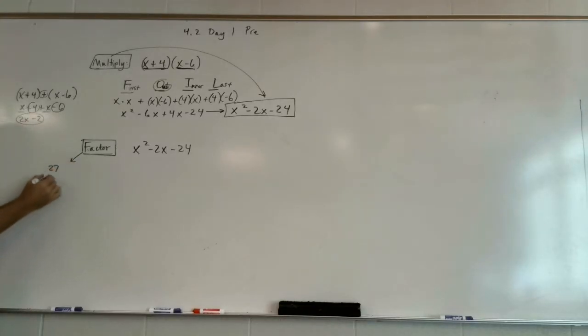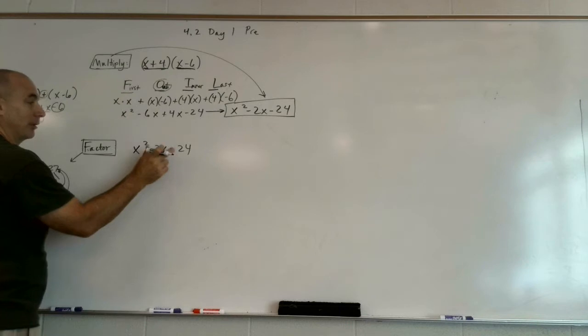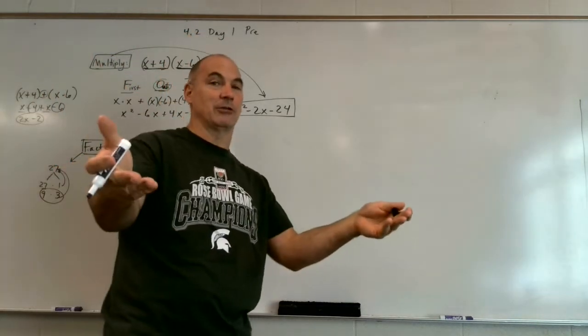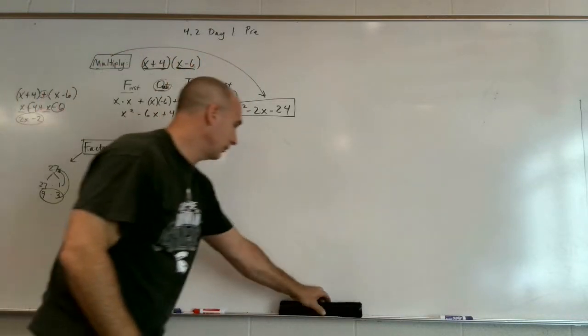Now, let me give you a little review. If I said, hey, what are the two factors of 27? You might say 27 and 1. You might say 9 and 3. In other words, 27 times 1 is 27. 9 times 3 is 27. So these are two factors of 27. Now you're going to treat this like a number and figure out what the two factors are. The reason I teach it this way is because I've already given you the answer. The answer is right here. Now let's act like you didn't know that.